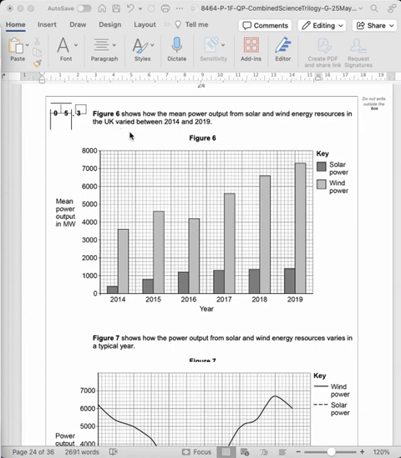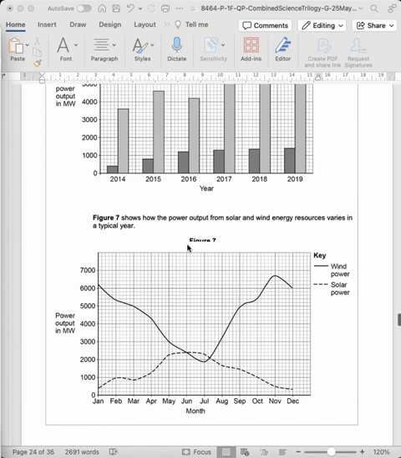Figure 6 shows how the mean power output from solar and wind energy resources in the UK varied between 2014 and 2019. So figure 6, which is your top graph, your bar chart here, got mean power output on the y-axis, and along the bottom you've got the years 2014 to 2019. You've got solar power and wind power.